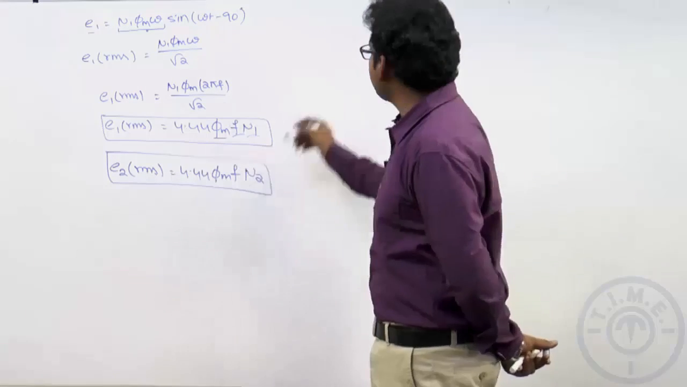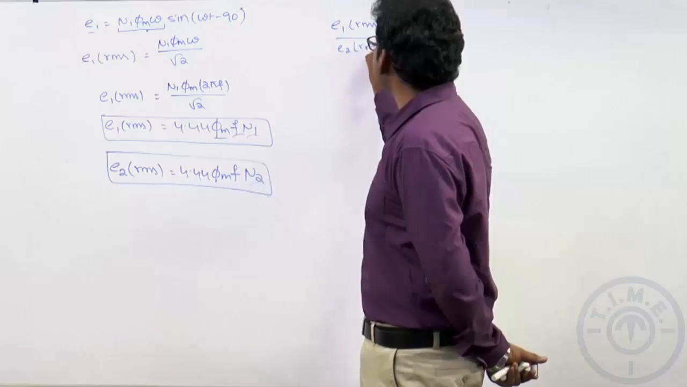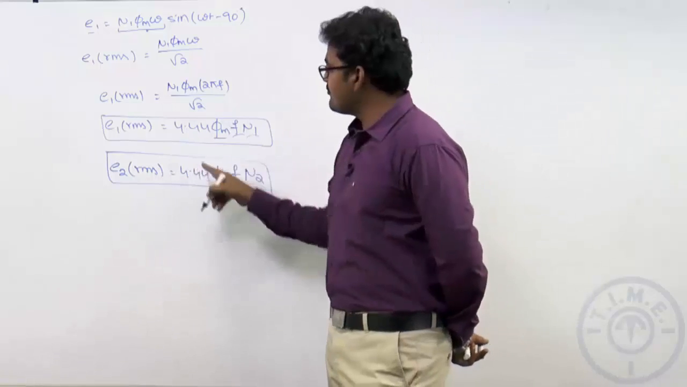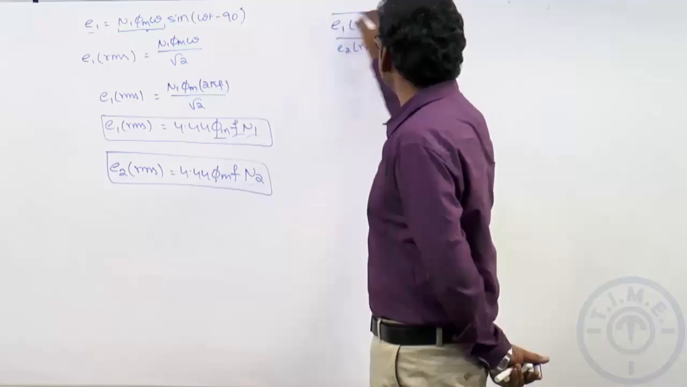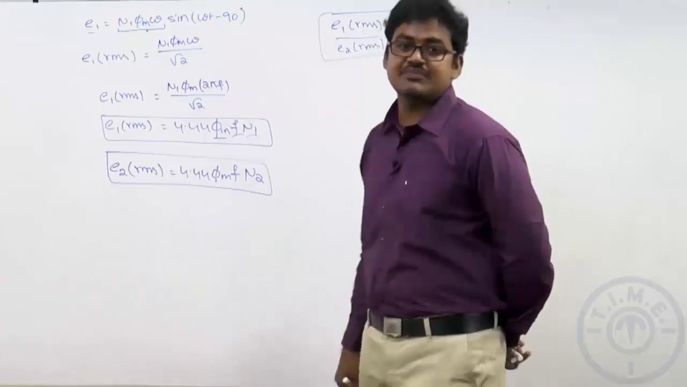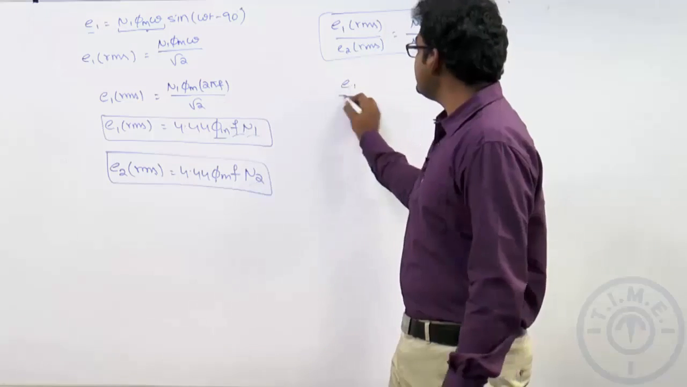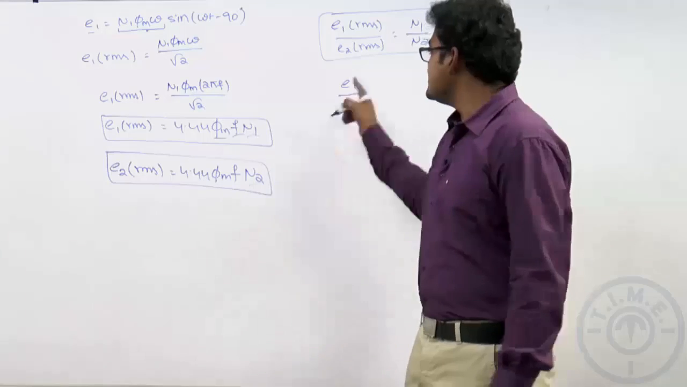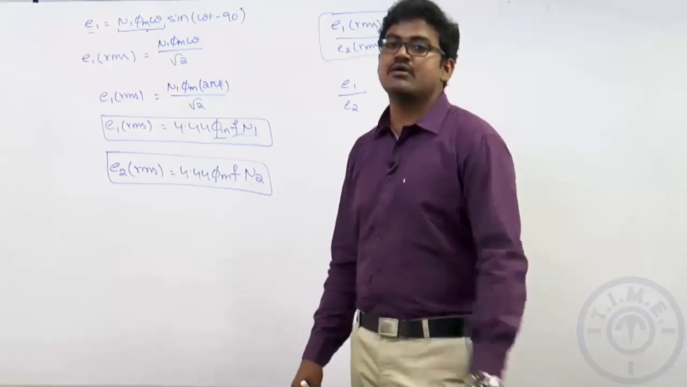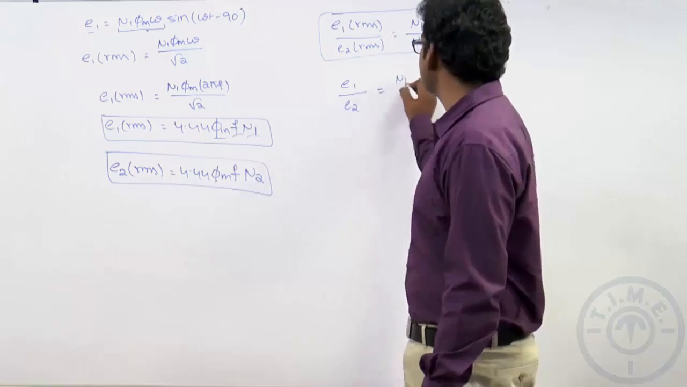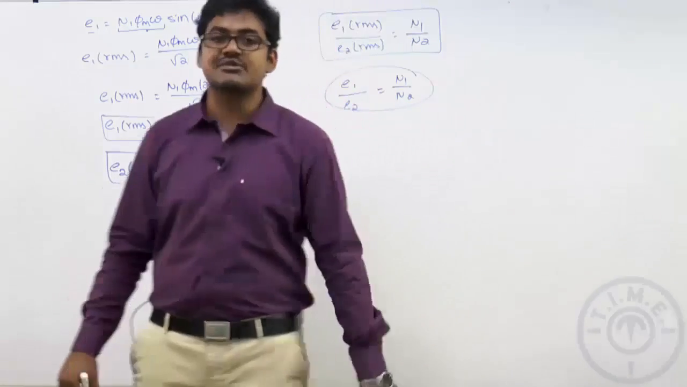Now if you take the ratio of the E1 RMS value to the E2 RMS value, 4.44 phi m f everything cancels, and only N1 by N2 remains. So this is the principle we proved already. Every time I will not write RMS; I will write simply E1 and E2. By default, E1 and E2 always represent the RMS values, E1 by E2 equals N1 by N2. Got it? This is the value of induced EMF in a transformer.